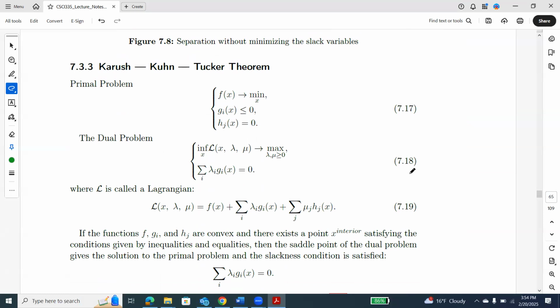Karush-Kuhn-Tucker theorem is a theorem about optimization problems with constraints, and with linear constraints. There are two types of constraints: inequalities and equalities. So I will just formulate it here, or prove it.